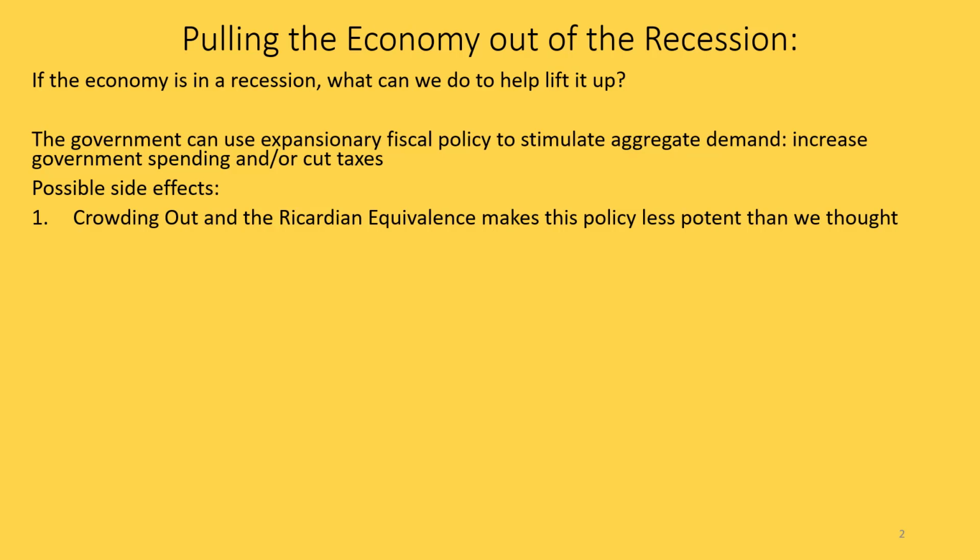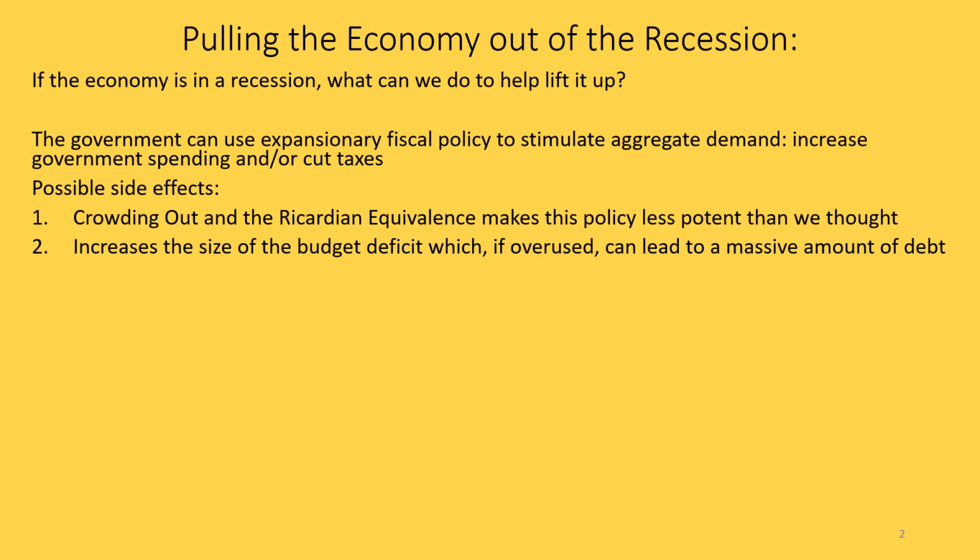So the combination of these two ideas means that this policy is going to be less potent than we originally thought it would be, and that is something that both Keynesian and classical economists do agree on. Again, what makes a Keynesian economist Keynesian is that they think even though it's less potent, we should still do it, and maybe do more of it as a result of it being less potent than we thought. Whereas classicals say, because it's less potent than we thought, we might want to think of a different solution entirely.